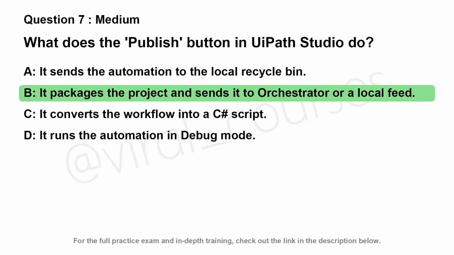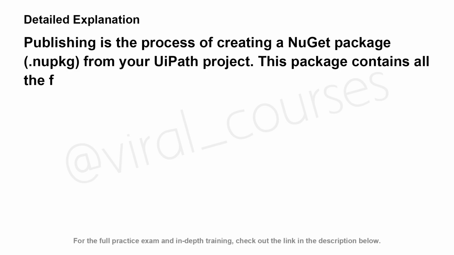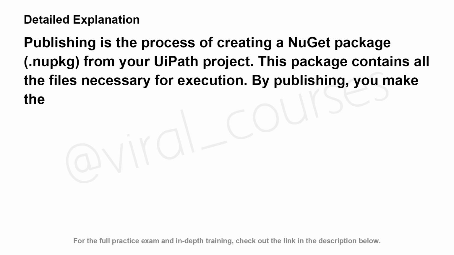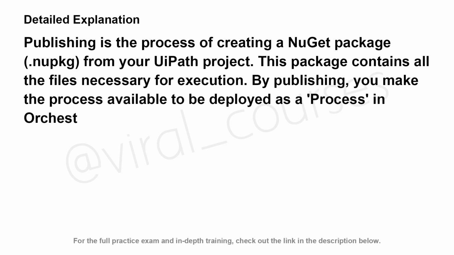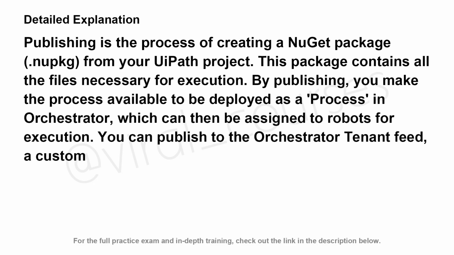The correct answer is B. Publishing is the process of creating a NuGet package, NUPKG, from your UiPath project. This package contains all the files necessary for execution. By publishing, you make the process available to be deployed as a process in Orchestrator, which can then be assigned to robots for execution. You can publish to the Orchestrator tenant feed, a custom URL, or a local folder.